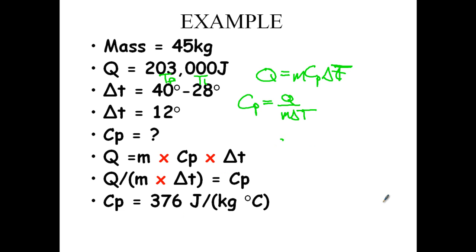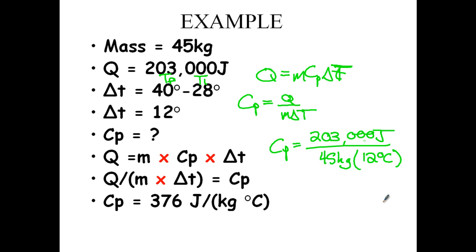And you just plug in your numbers, so you get Cp equals 203,000 joules over the mass, 45 kilograms, and the delta T, which was 12 degrees Celsius. You can see our units are going to be joules per kilogram per degree Celsius. Put all this in your calculator and you get 376. A lot of times your Q will be given in kilojoules, and your Cp can also be in kilojoules per kilogram per degree Celsius.